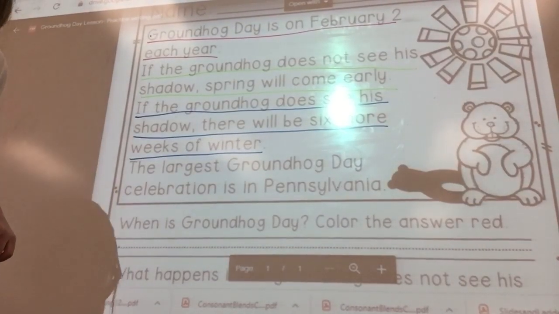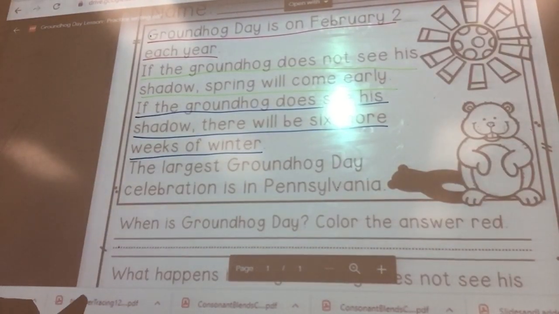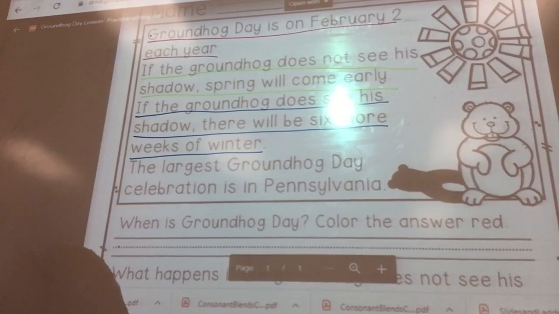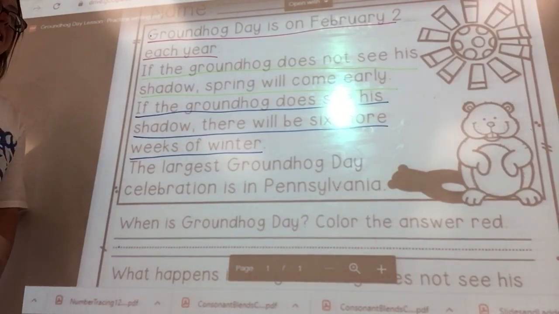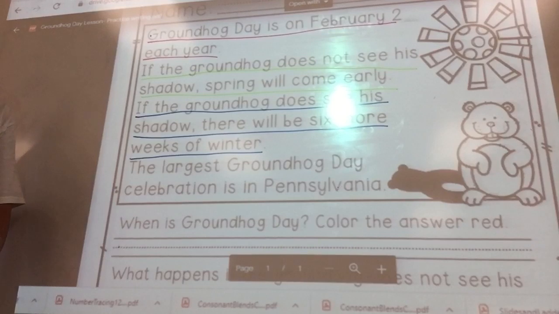Now, let's read the last question. The last question is asking us, where is the largest Groundhog Day celebration? Color the answer orange. So I'm going to take my orange marker and see if I could find that sentence. Do you remember where that sentence is in the article? Well, let's see. I underlined one sentence in red, I underlined another in green, and another in blue. Do you think this last sentence might answer a question? Where is the largest groundhog celebration?